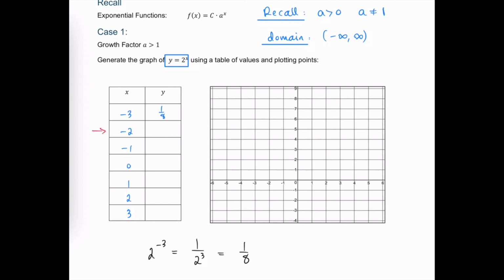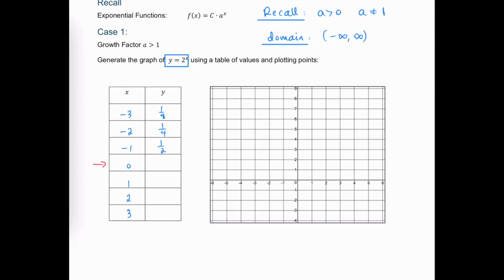When plugging in -2, we're going to get 2 raised to the -2 power. 2 raised to the -2 is 1 over 2 raised to the +2, or 1/4. So our output value here is 1/4. When we plug in -1, we're going to get 2 to the -1, and 2 to the -1 power is 1/2. So our output value here is 1/2.